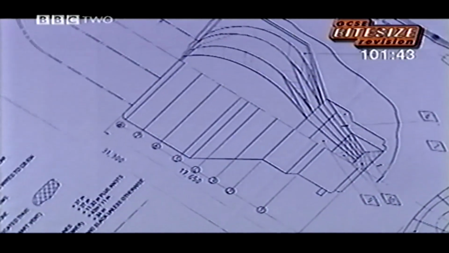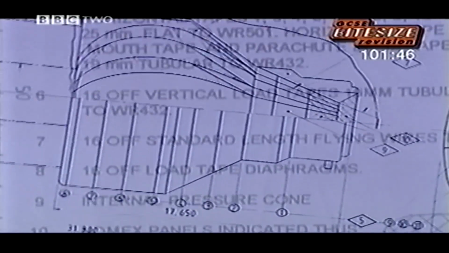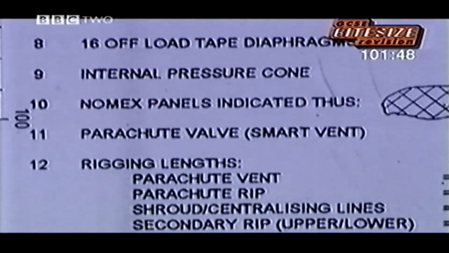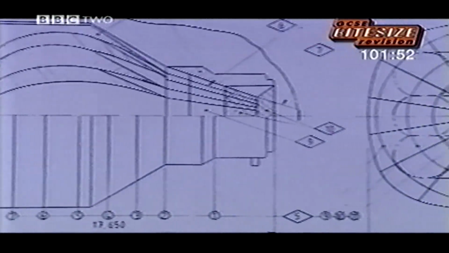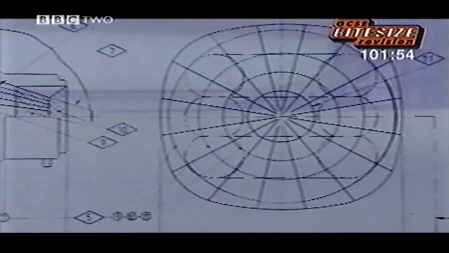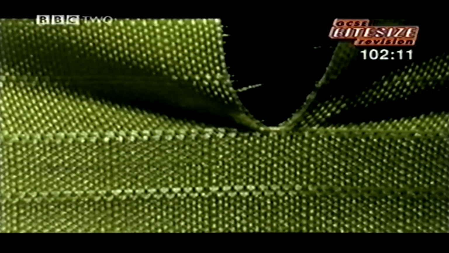Steve will have to plan every detail. Hundreds of fabric panels will have to be sewn together to make the light bulb shape. Balloons are made from nylon, a synthetic fabric that's both light and strong. But much of the fabric's strength comes from the way it's woven. Every few millimetres, thicker fibres stop rips and tears.